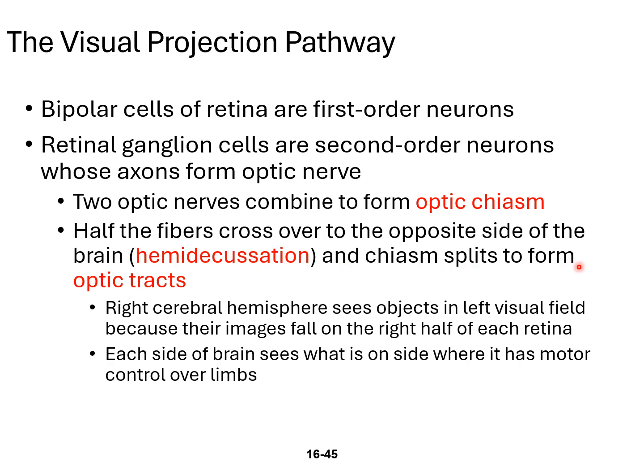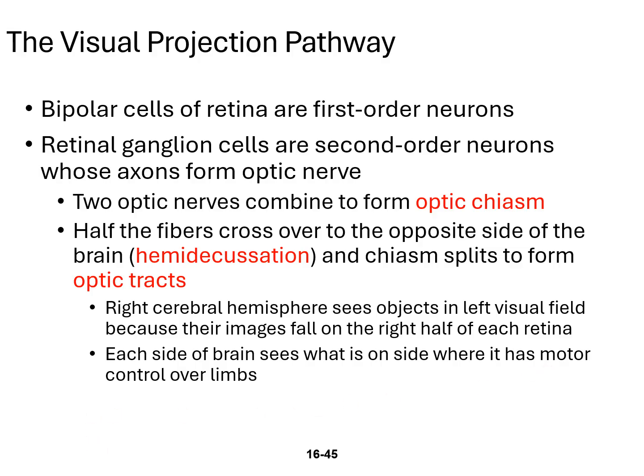And the chiasm splits to form the optic tracts. Right cerebral hemisphere sees objects from the left, and the left cerebral hemisphere sees objects from the right. Each side of the brain sees what is on the side where it has motor control over limbs.